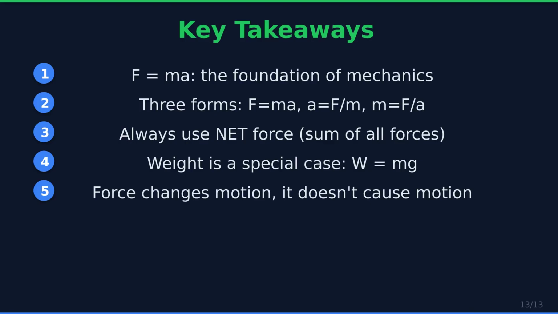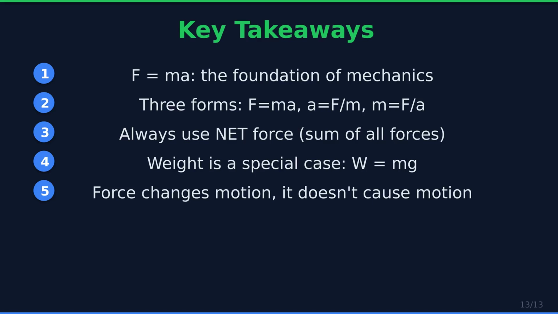Now let's find force. A 1,500-kilogram car needs to accelerate at 3 meters per second squared. How much force must the engine produce? We know mass is 1,500 kilograms and acceleration is 3 meters per second squared. Using F equals m times a, that's 1,500 times 3, which equals 4,500 newtons. That's about 1,000 pounds of force. Now you see why car engines need to be so powerful.